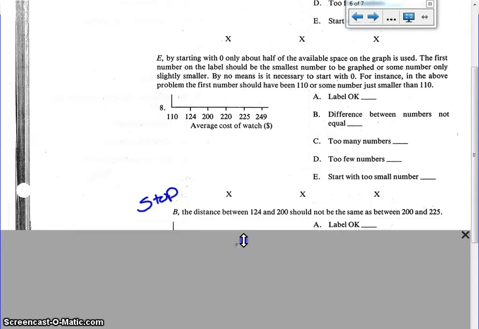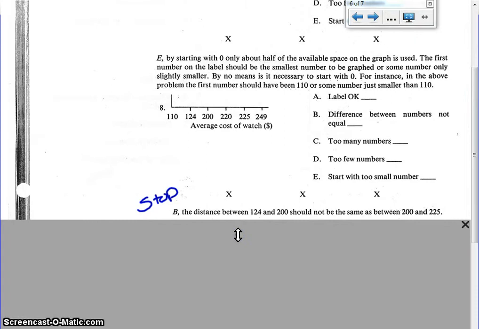And the correct answer is B. The distance between 124 and 200 should not be the same as between 200 and 225. So these all should have equal distances. See right here, I had a distance of 14. Here I had a difference of, what is that? 76. Here I have a difference of 20. Here I have 25. So these all should be the same. They should not be in different intervals.